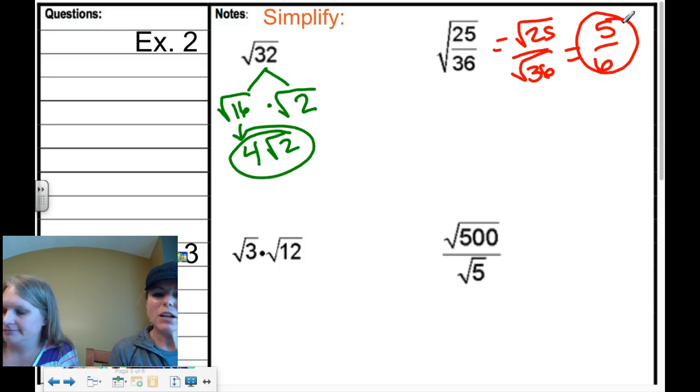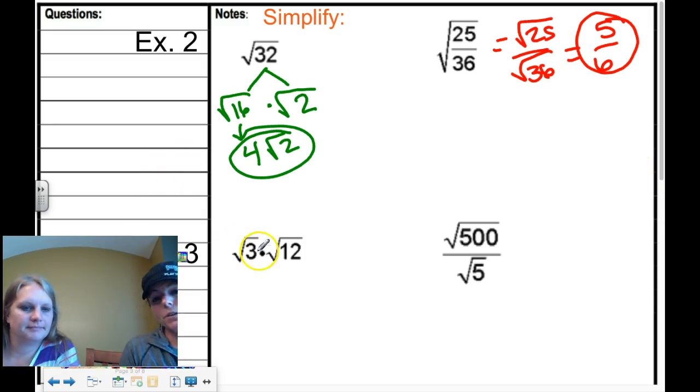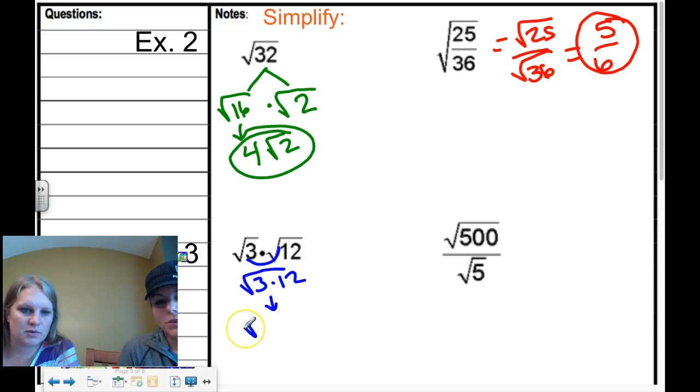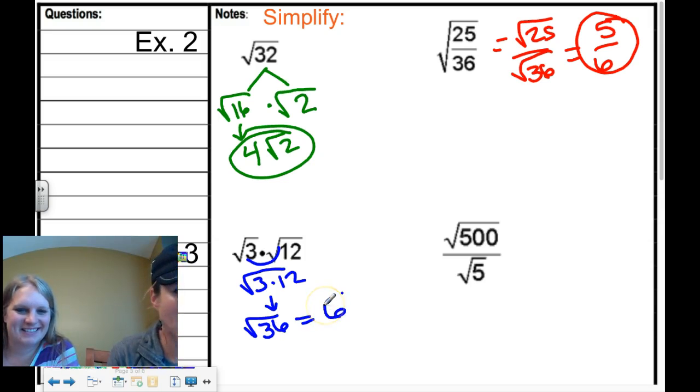No. That's all right. So now let's go down to example number 3. Now notice here, they have two separate radicals. Remember what I said on the property, we can actually multiply them together and put the answer under one radical. So we write 3 times 12 under one radical, which gives us the square root of 36. And the square root of 36 is just 6. And we're done.